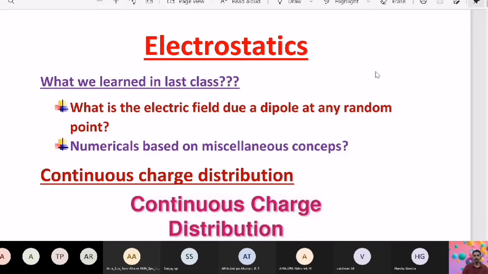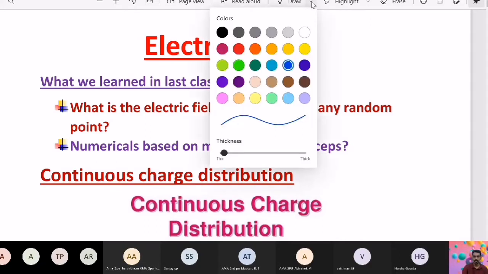So once again, a very good morning to all of you. Let us discuss what we studied in the last class, then we'll try to continue. What we learned in the last class is, first, what is the electric field? What is the electric field due to a dipole at any random point? That is what we discussed first.